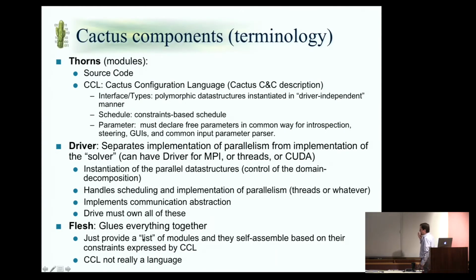So the last thing is the flesh, and that's the thing that glues everything together. All you have to do is provide a list of the names of the modules that you want combined, including the list of the thorns that implement your physics, and then which driver you want to use. And the flesh just does all the right things. It builds everything so that it runs, and it starts running the code.